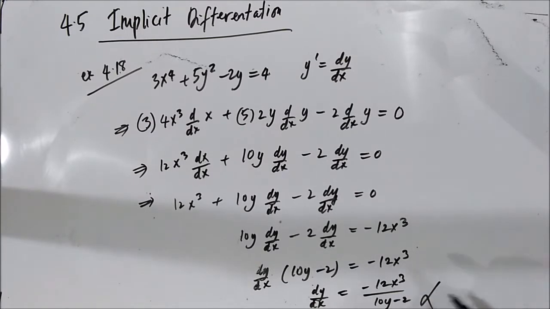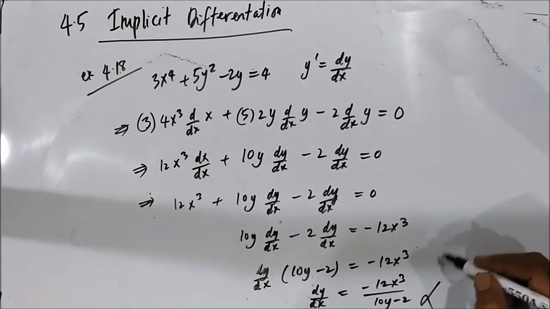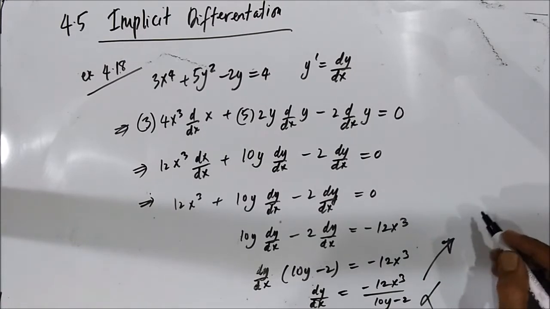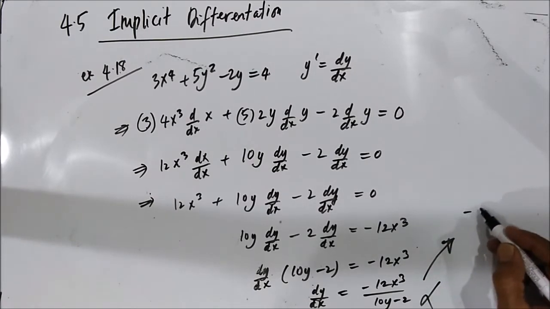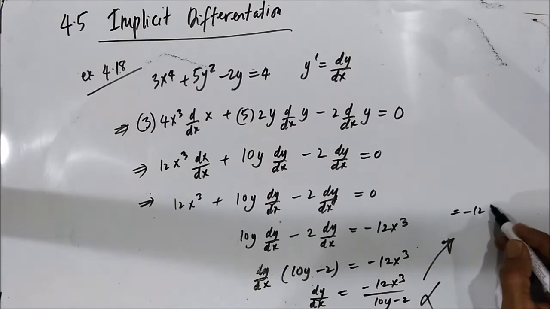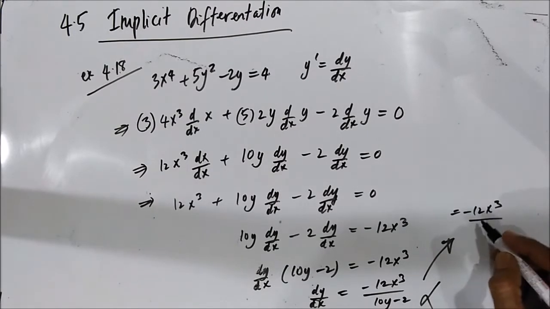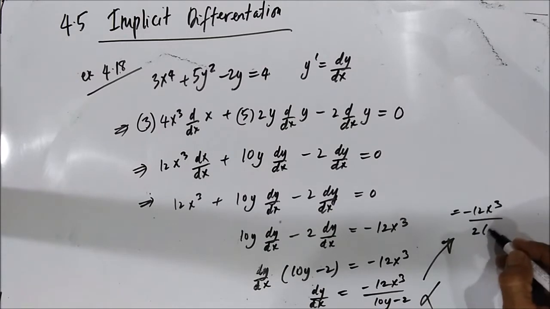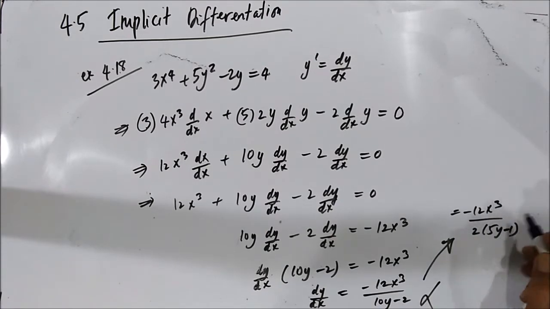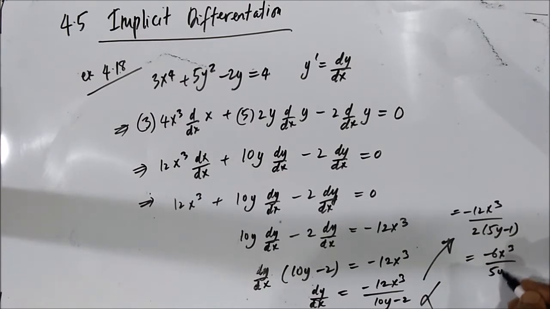Or you can simplify this as negative 12x cubed over, I can put here a 2, 5y minus 1, so negative 12 divided by 2 is negative 6, x cubed over 5y minus 1. So you can do it this way. Okay? This is implicit differentiation. And that's all for differentiation.